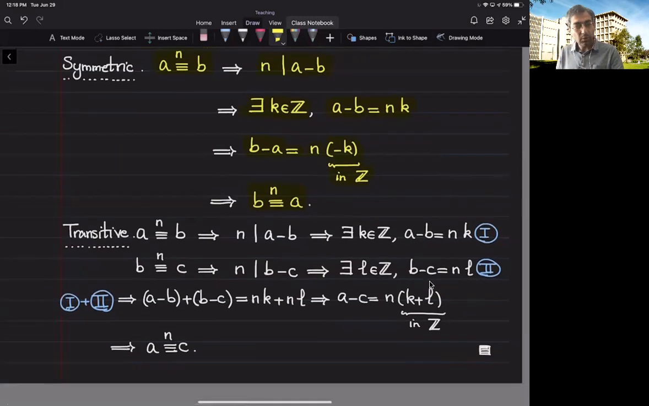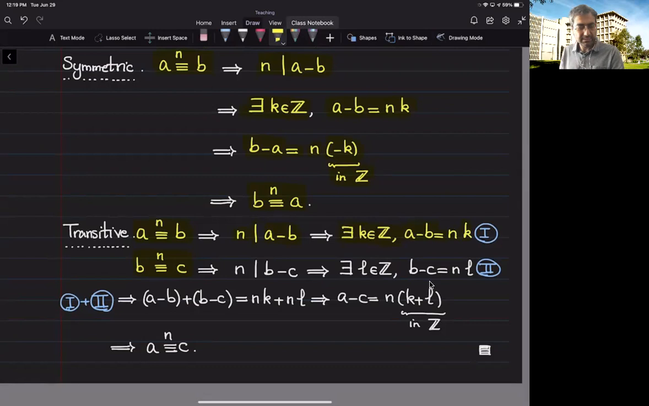Finally, I want to discuss why the congruence relation is transitive. What does that mean? It means I have to show that if A is congruent to B modulo N and B is congruent to C modulo N, then A is congruent to C modulo N. This is what I need to show. Again, let's start with the hypothesis. A is congruent to B modulo N means that A minus B is a multiple of N. N divides A minus B, which is equivalent to saying that A minus B is N times K for some integer K.